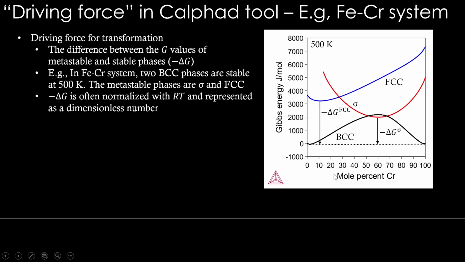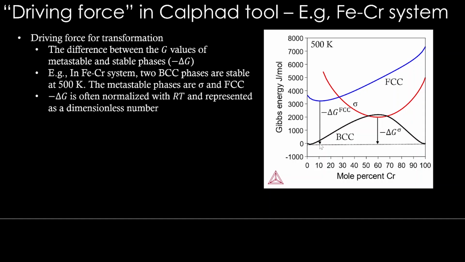Similarly, if we have, let's say, 10% as our overall composition and FCC is the phase currently present, that is definitely going to be metastable and it will eventually transform to two BCC phases. I am basically talking about you being in FCC state at high temperature, bringing it to 500 Kelvin, and allowing it to transform to stable phases.